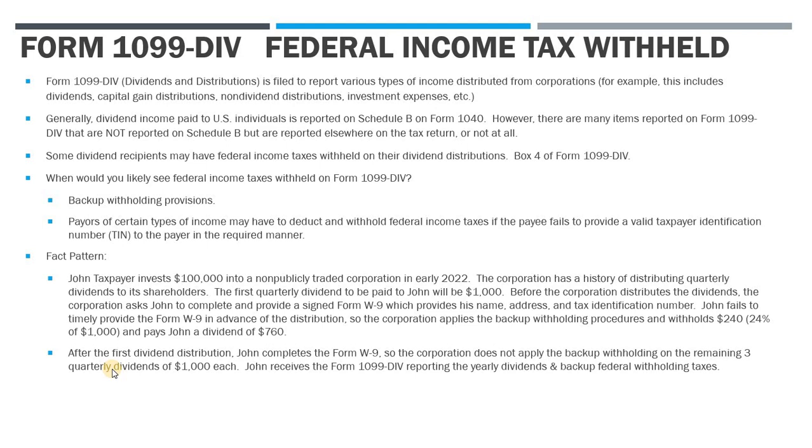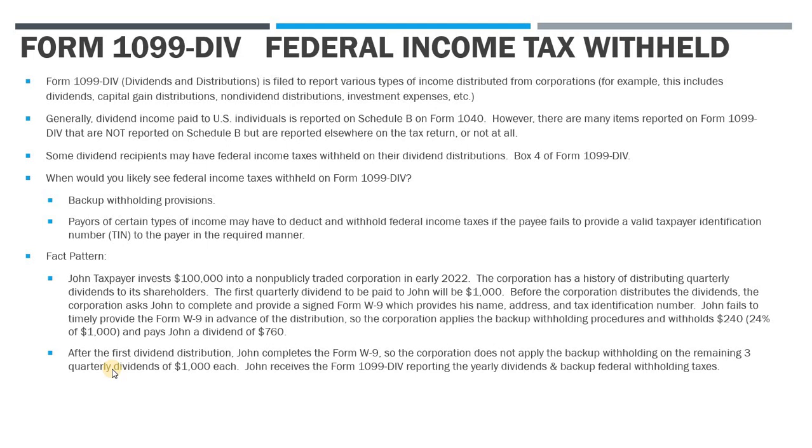So backup withholding requires the payor to withhold 24% of the gross payment amount. So if you have dividends of $1,000, they have to withhold 24%, which is $240. If it's interest income, royalties, rents, all the same principles apply, right? Backup withholding is at 24%.